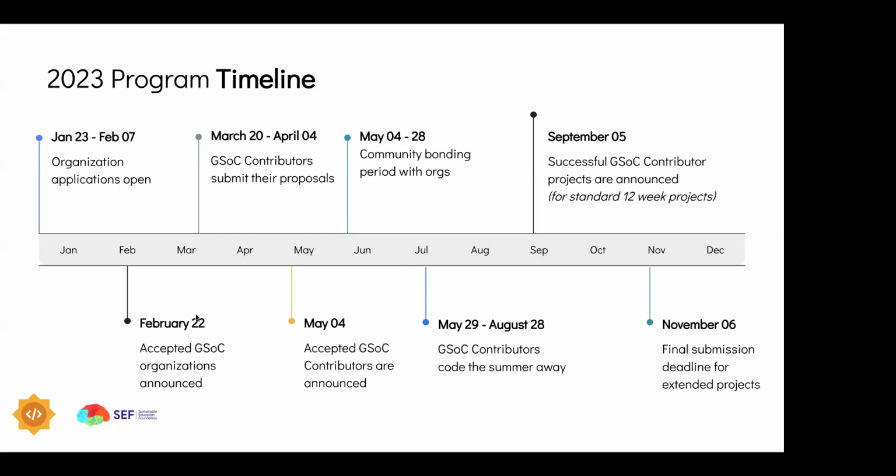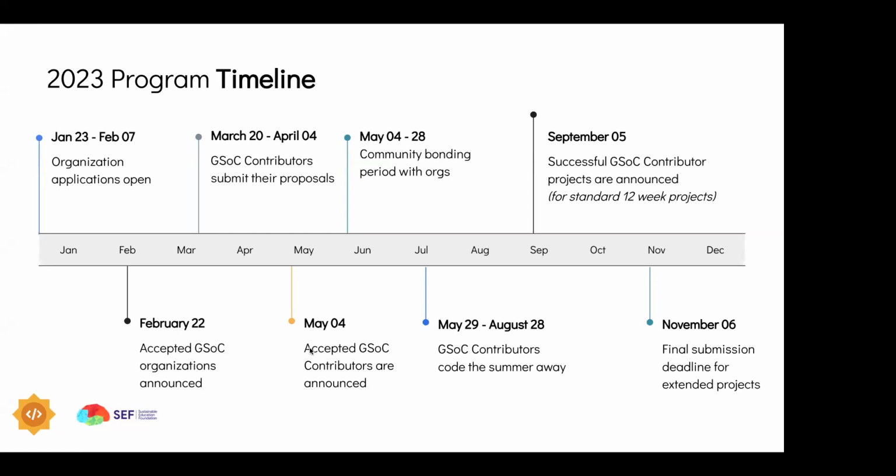So here's the timeline for this year. If you take a look at the timeline, as you can see, the organization applications are now closed since it's past February 7th. And by the 22nd of February, you will be able to see which organizations are going to participate this year. And by March 20th, you can start submitting your proposals. You can start writing your proposals as soon as possible, after the mentoring organizations are announced.